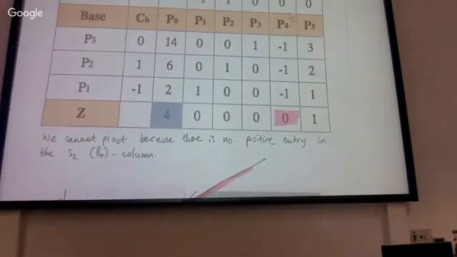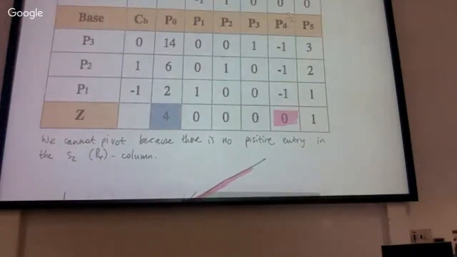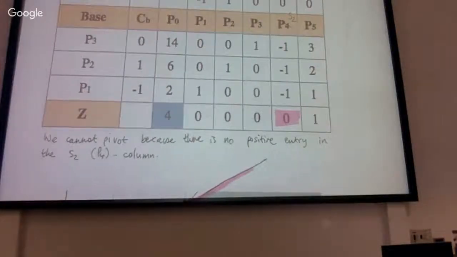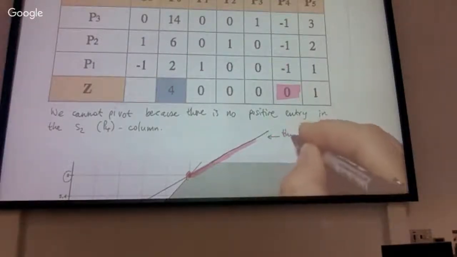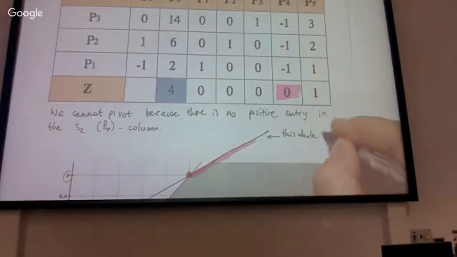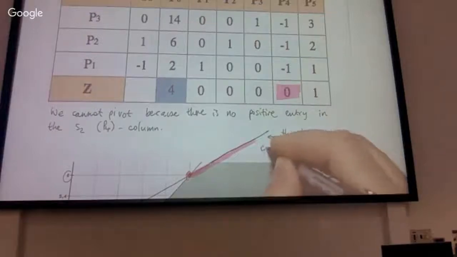We found one, which is 2 and 6. However, when we look at the picture, we can see all these points that are also optimal solutions. So this whole half line contains optimal solutions.